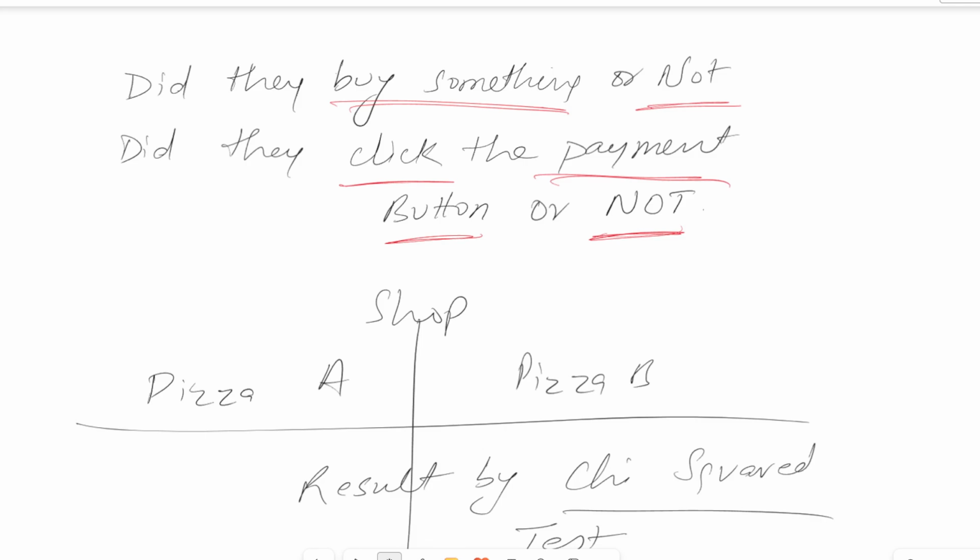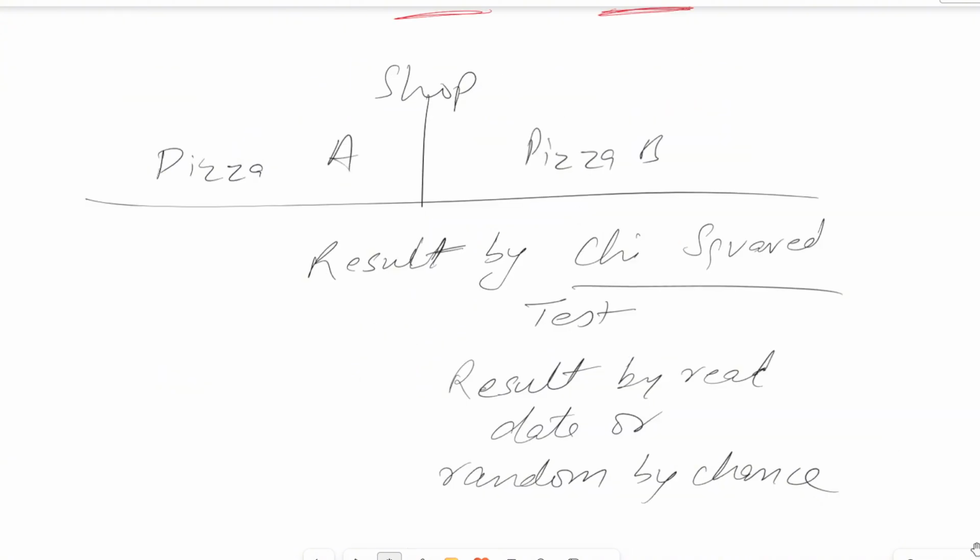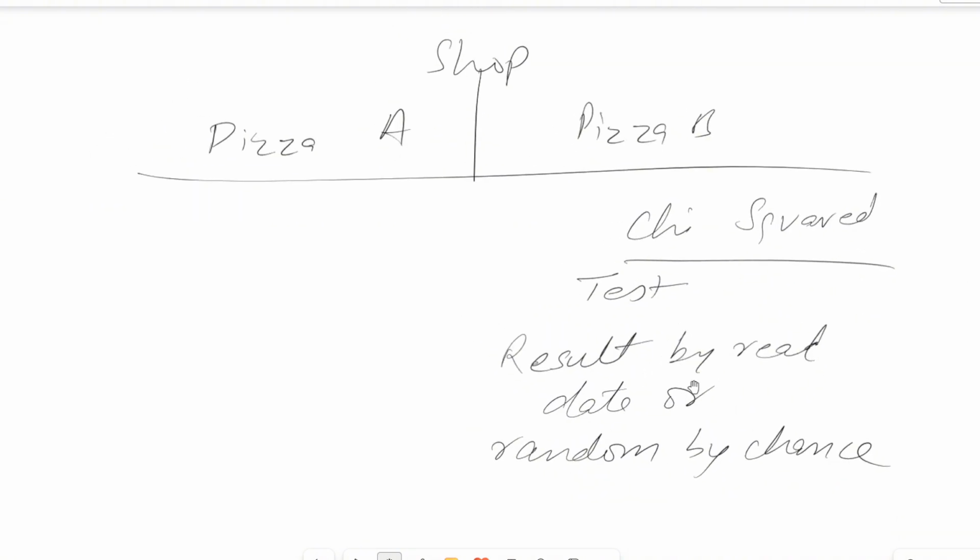So when to use chi-square test? Testing if people click or don't click, testing if people buy or don't buy, testing if people sign up or don't sign up. Any yes no types question.